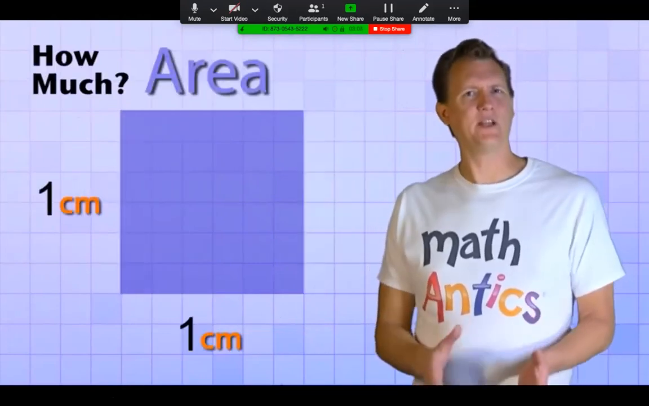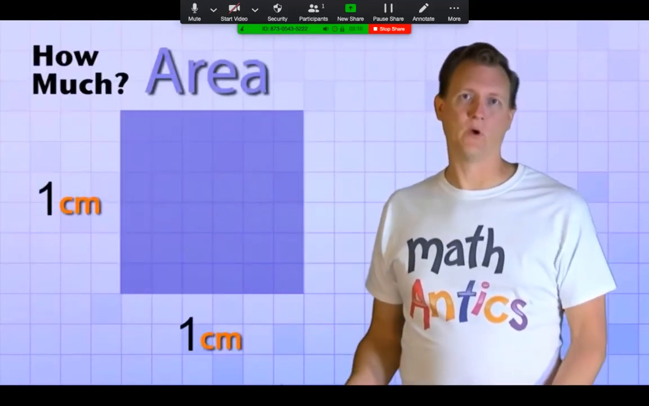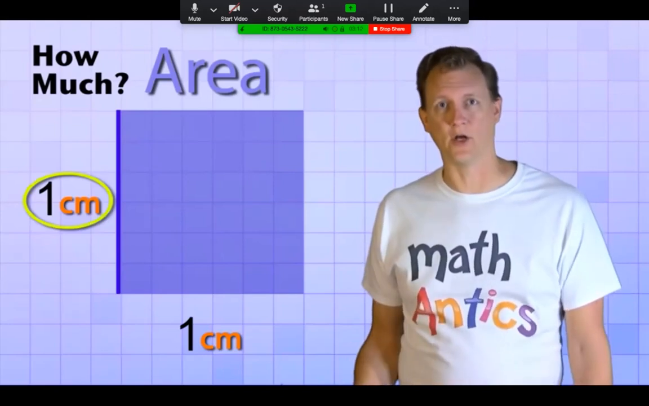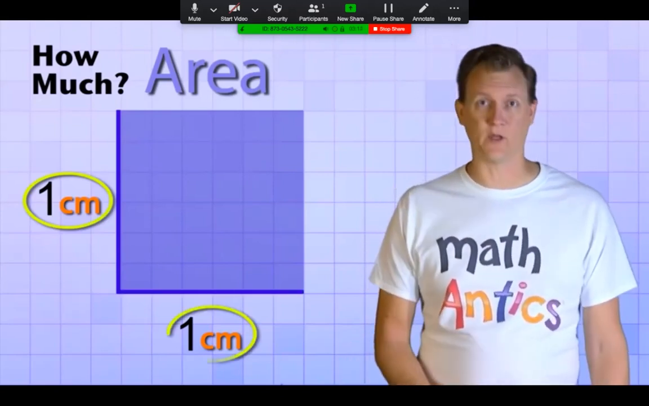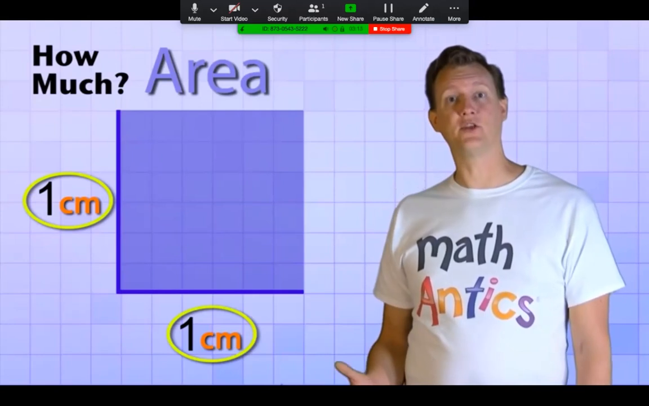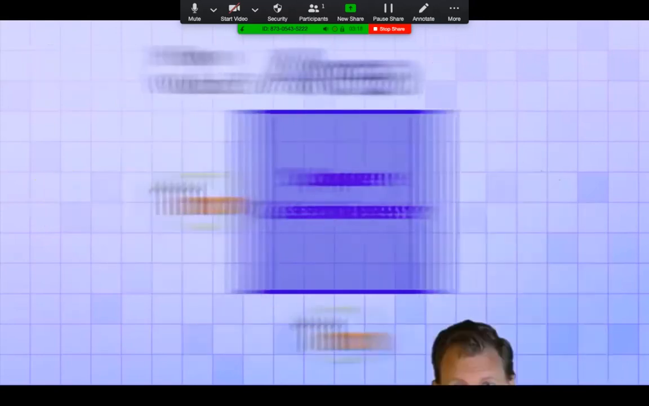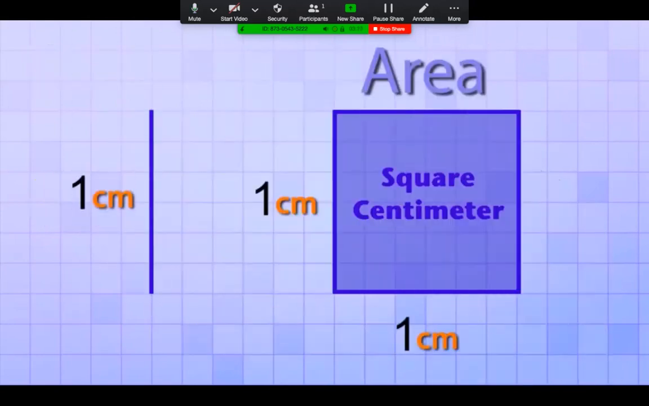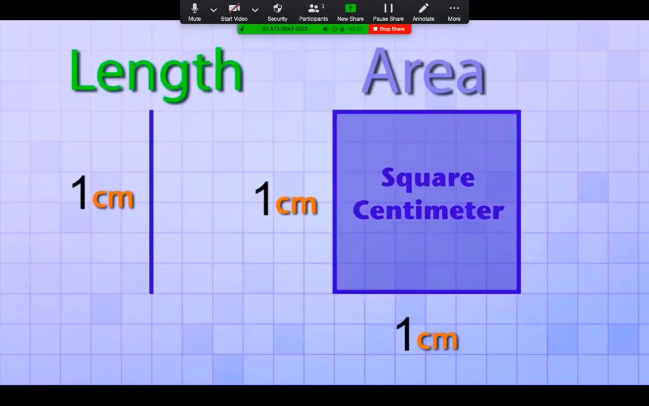Okay, but how much area does this square have? Well, our original line was 1 centimeter long, and we moved it a distance of 1 centimeter, so we could say that this shape is a square centimeter. Just like a centimeter is a basic unit for measuring length, a square centimeter is a basic unit for measuring area. But there are other units for area too.